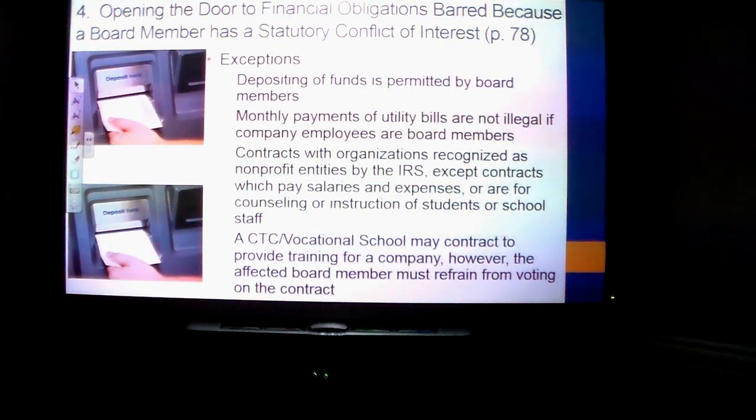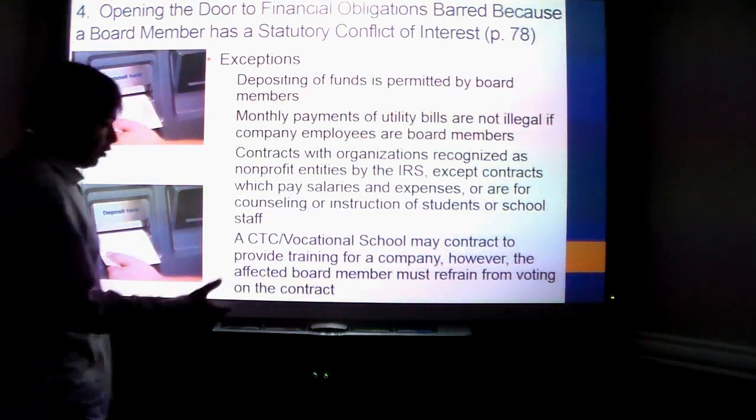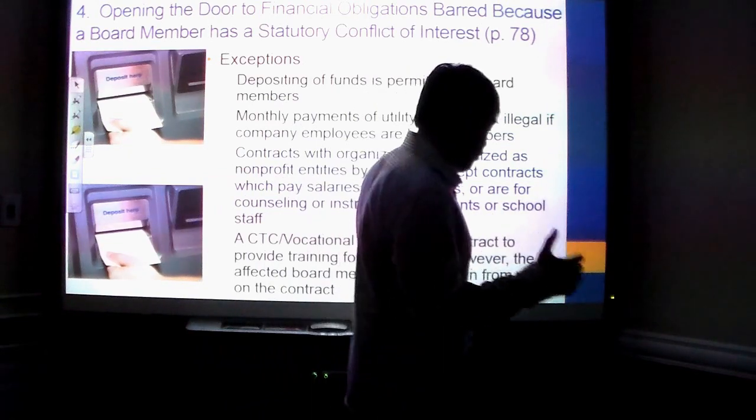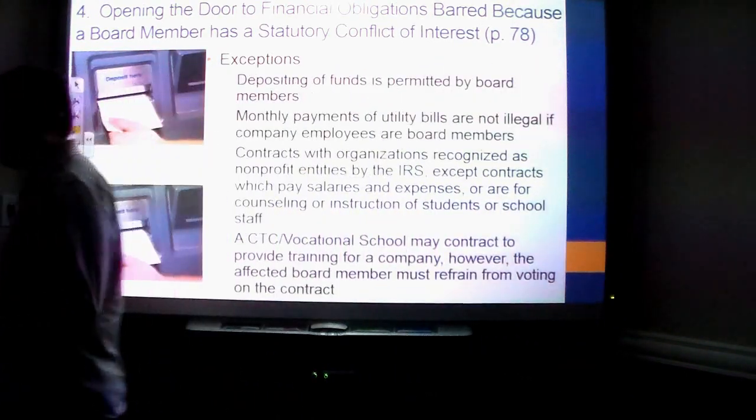So, board members can deposit funds. Monthly payments of utility bills aren't illegal. So, if you work for Suddenlink Communications and you're on the school board, you can certainly keep Suddenlink. Any contracts with IRS-recognized nonprofit entities don't matter as long as they're recognized as a nonprofit. Vocational schools, however, can provide training for a company, but if it involves something the contract covers and they're a board member, they have to abstain from the vote.